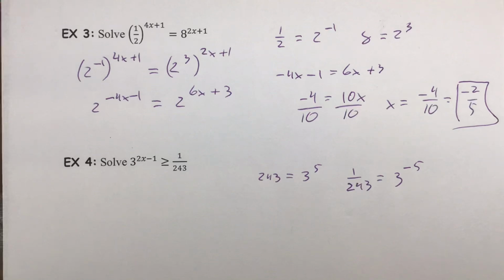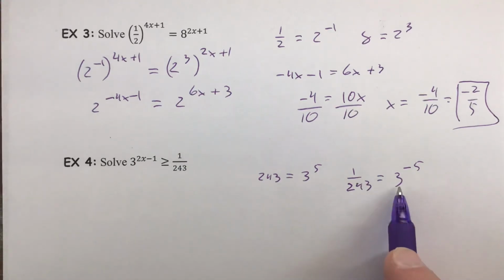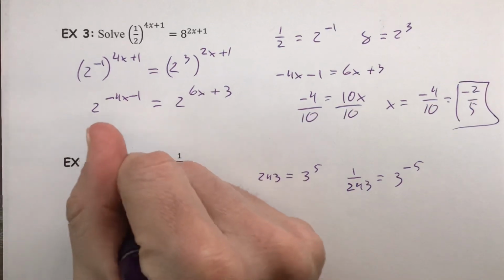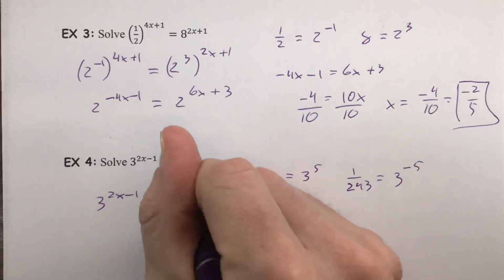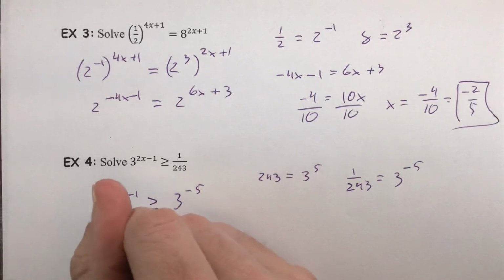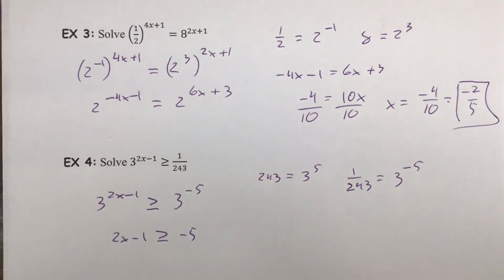So that's what we're going to do. We're going to make an even swap here. We're just going to take this out completely and replace it with 3 to the negative 5. And then we get to leave this alone. So we've got 3 to the 2x minus 1 is greater than or equal to 3 to the negative 5. We'll then drop our bases. So we get 2x minus 1 is greater than or equal to negative 5.